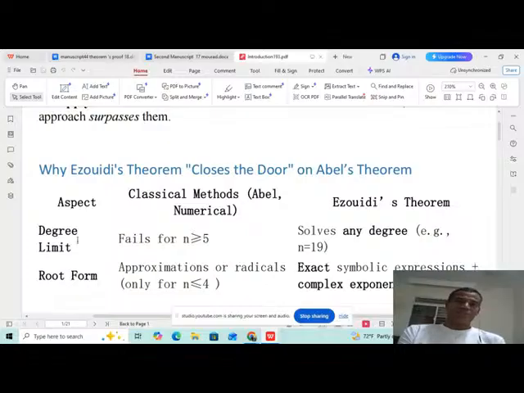You can see here, for degree limit, the classical method fails for n greater than or equal to 5. If we compare, the Ezouidi theorem solves any degree. For example, we have n equal 19, meaning a polynomial to the power 19. We'll see after how we'll solve it using the Ezouidi theorem. For root form, Abel's and the classical method give approximation or radicals, only for n less than or equal to 4. For the Ezouidi theorem, we have exact symbolic expressions plus complex exponentials.